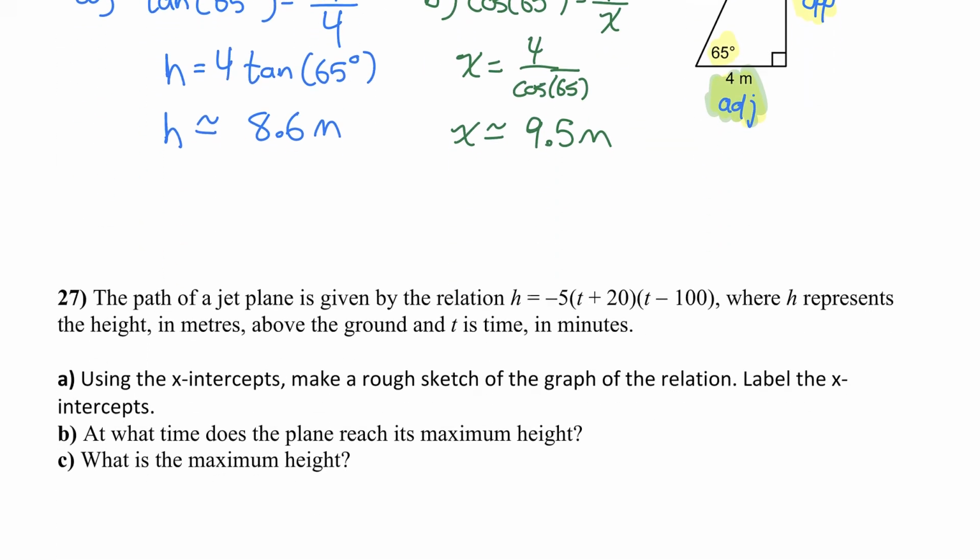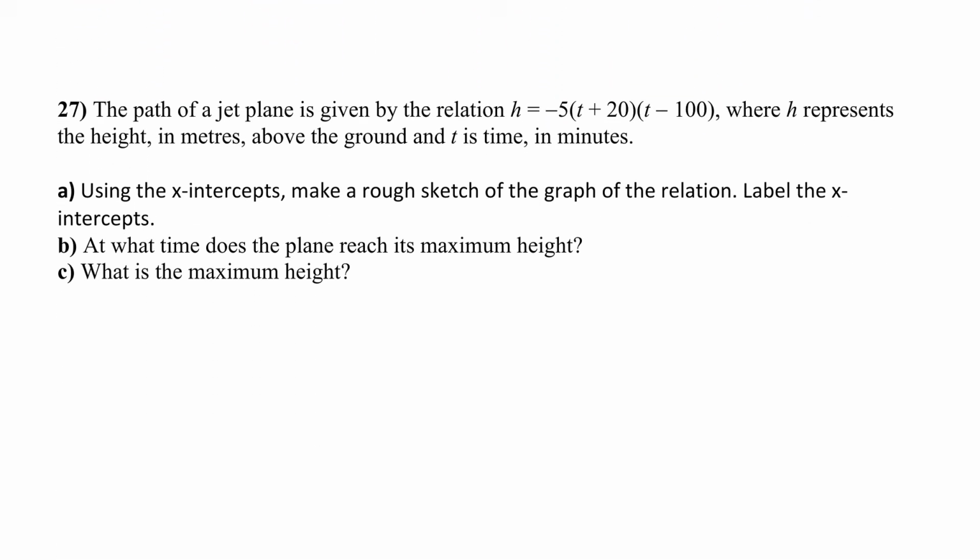Let's do one last application question. This one has to do with a quadratic equation I can see. It says the path of a plane is given by this relationship where h is the height above the ground and t is the time in minutes. Part A says use the x-intercepts to make a rough sketch of the graph of the relationship. For part A, if I'm going to make a rough sketch of the graph, notice my variables are time and height. So my x-axis is time and my y-axis is height.